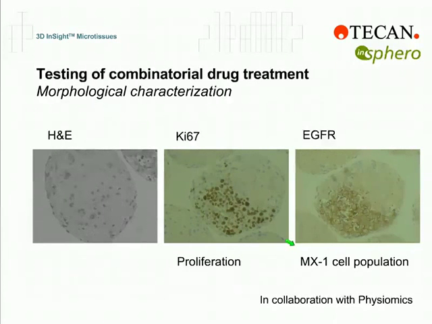One application example where we have used the co-culture system for assessing combinatorial drug effects is shown here. We have done these tests in collaboration with Physiomics, which is a company in the UK, which have developed computational modeling algorithms to predict the effect of drug combinations. Together with them, we have developed a co-culture system with MCF7, which is a breast cancer cell line, in combination with the stroma component with NIH3T3, the mouse cells, which I've shown before.